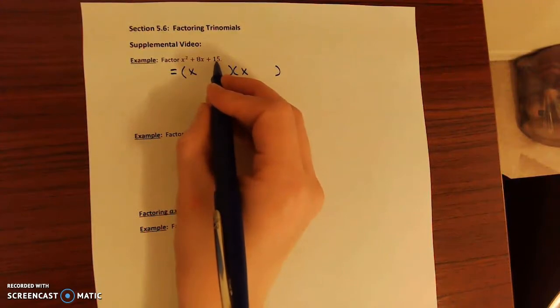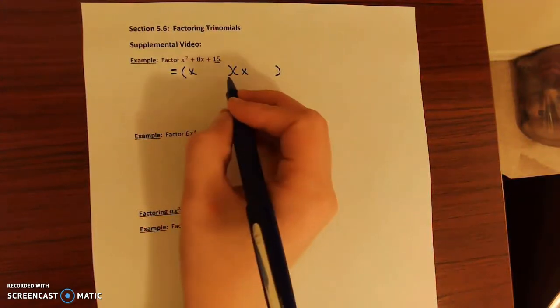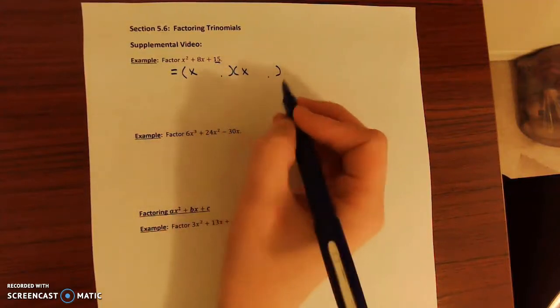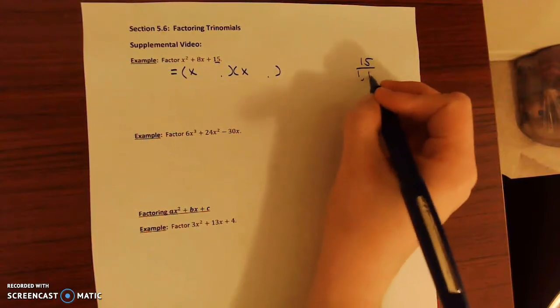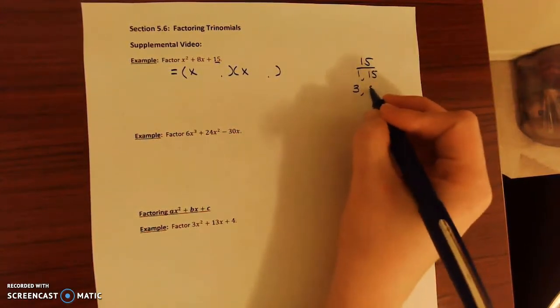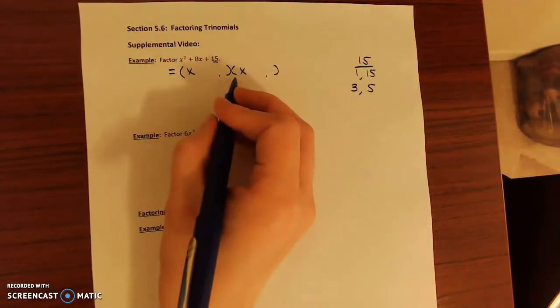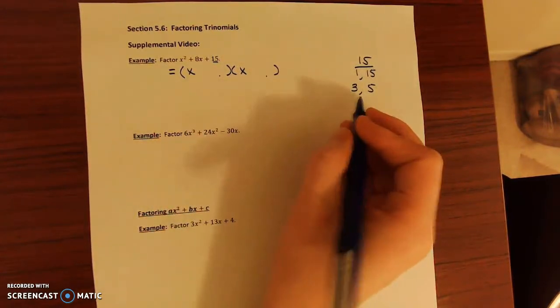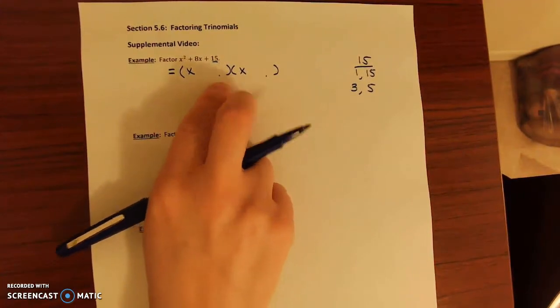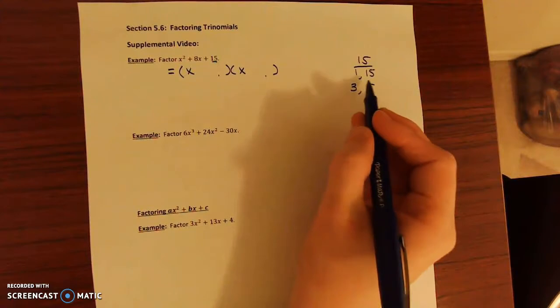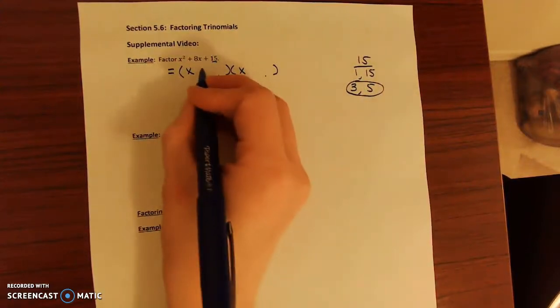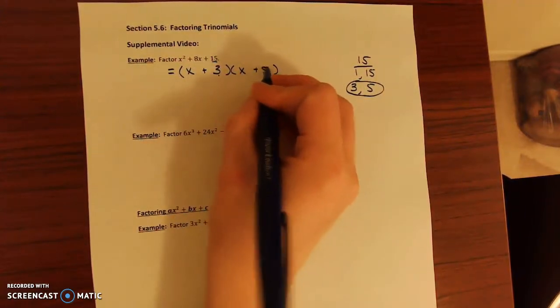Now, skipping to last times last, if last times last gives you 15, you'd end up with a 15 right here. So the two numbers that go here need to multiply to 15. It could be 1 and 15, 3 and 5. For this type, order doesn't matter, so that is essentially the whole list. Now, when I do my outer and inner terms, I want them to add up to 8x. So I want these numbers to add up to 8. In this case, it would be 3 and 5. So it'd be x plus 3 times x plus 5.